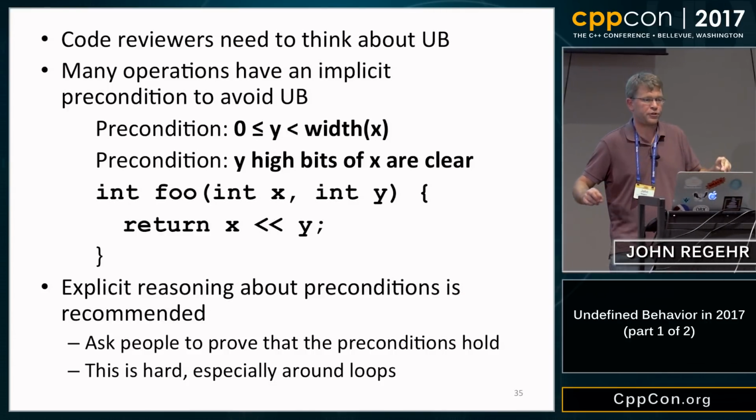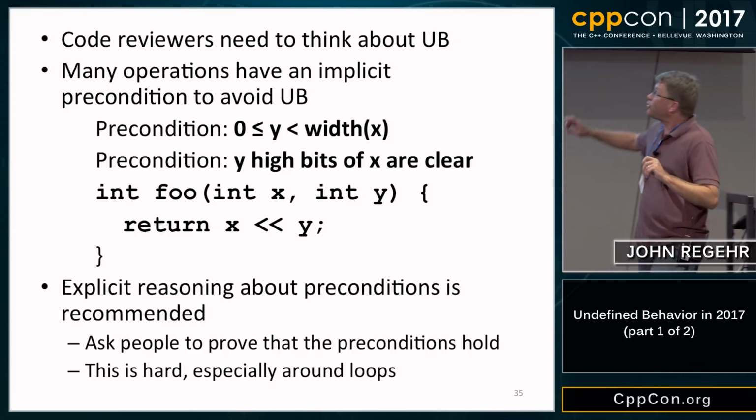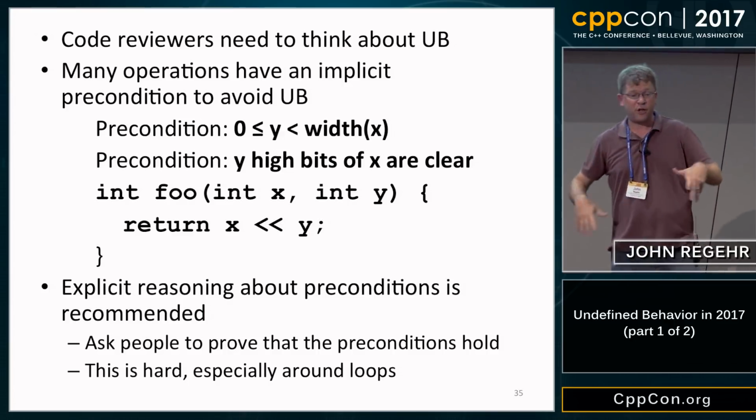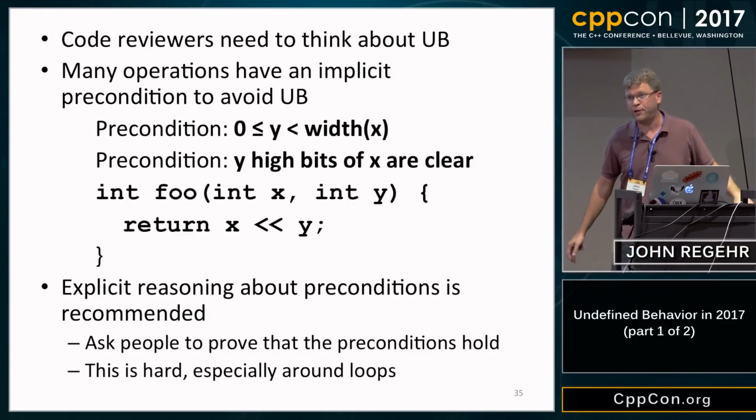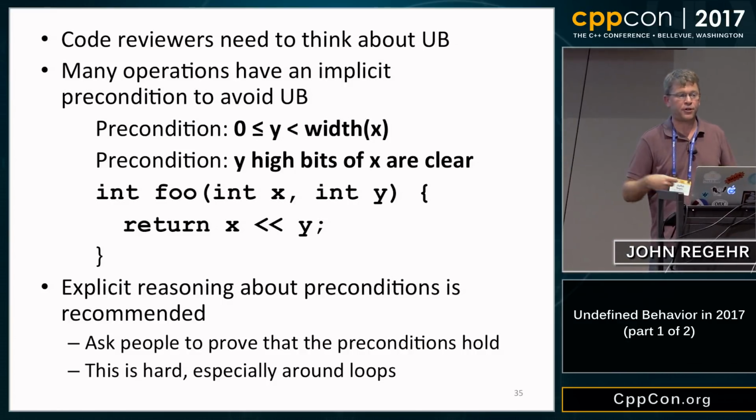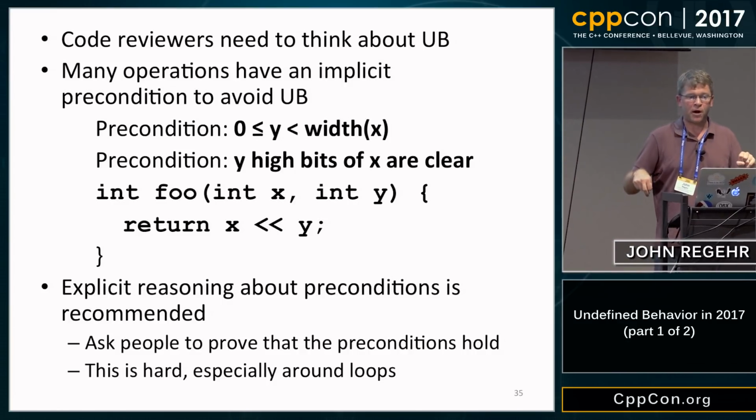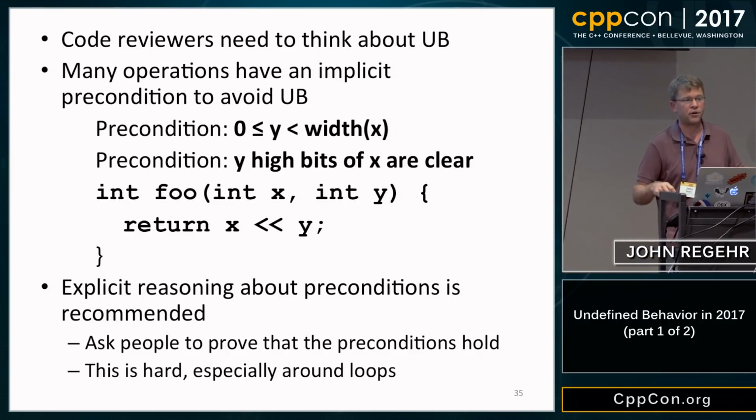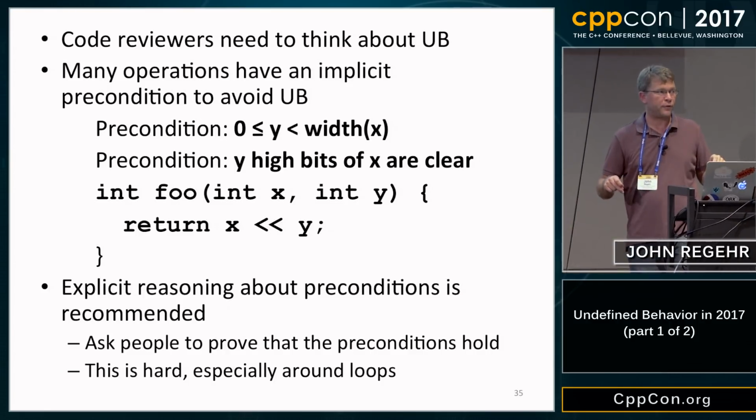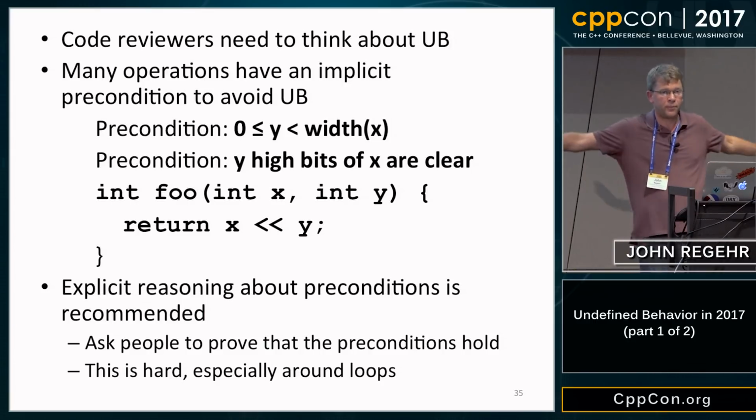So let's just look at an example. The function foo here just executes a shift. And so what's the precondition of function foo? What has to be true before function foo executes, or else our program is undefined? Well, all of us know the first one, probably, which is that the shift exponent has to be larger than or equal to 0, and also less than the width of the shifted value. So we all know that one.